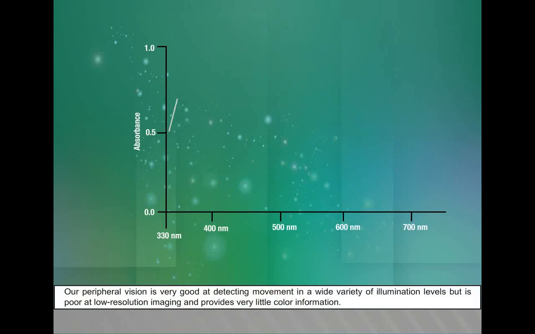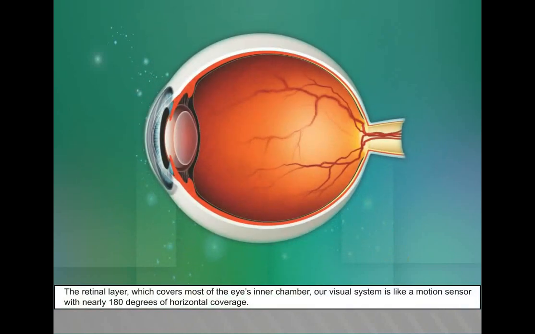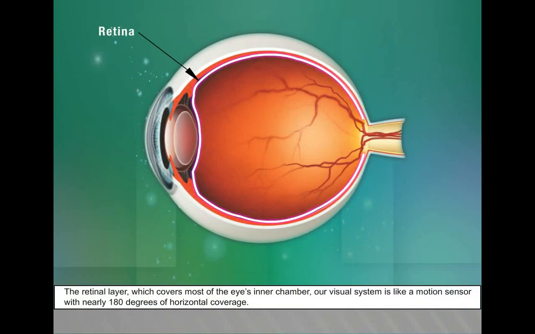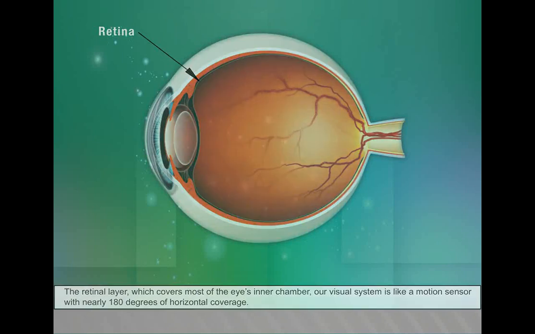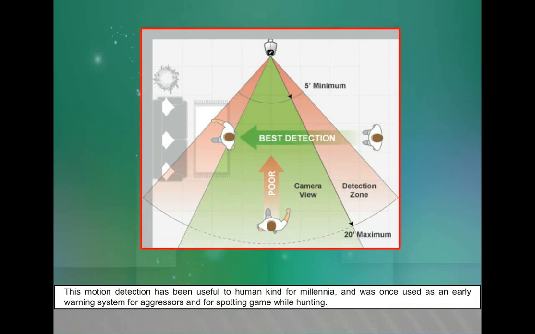Our peripheral vision is very good at detecting movement in a wide variety of illumination levels but is poor at low-resolution imaging and provides very little color information. The retinal layer, which covers most of the eye's inner chamber or visual system, is like a motion sensor with nearly 180 degrees of horizontal coverage. This motion detection has been useful to humankind for millennia and was once used as an early warning system for aggressors and for spotting game while hunting.